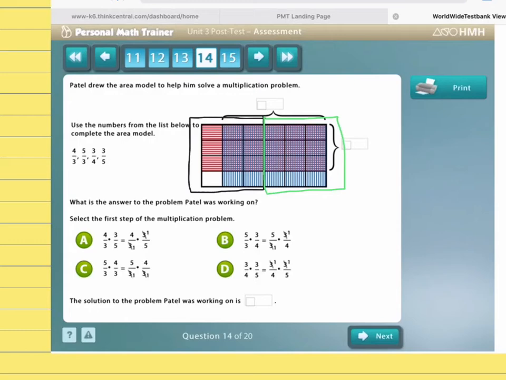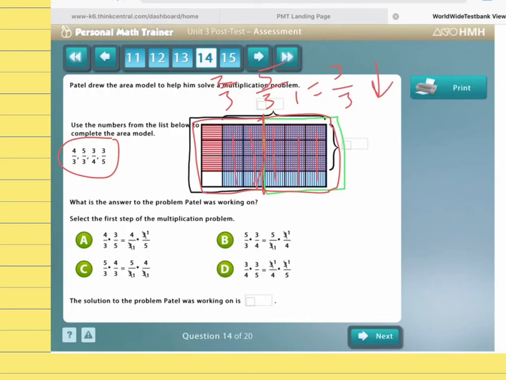Patel drew an area model to help him solve this multiplication problem. Let's use these numbers here to plug in. So what do you see here? Well, you have to see that this dark line here, that's a whole, and that is another whole. So you have two numbers greater than a whole. Well, this whole thing is covered in, so that's one whole there, and that is the same as 3/3. And this here is 2/3. So this number represented down this way is going to be 5/3. So 5/3 is the measurement going down this way.